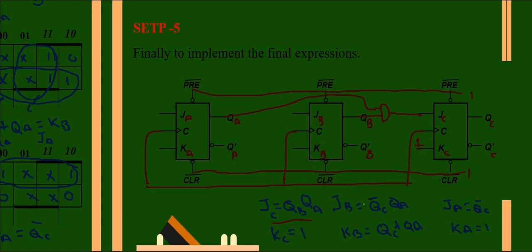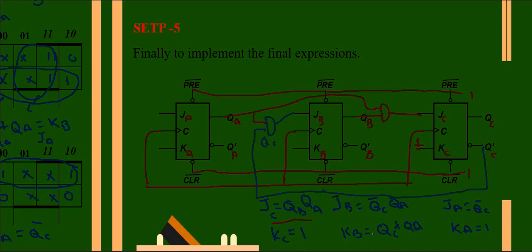Then we move on, JB is equal to QC bar QA. So we have QA available here. The other one we have to take is QC bar, so take it from this QC bar end. So this is shorted and given with the AND gate to JB. This is nothing but QA and this is nothing but QC bar. So according to the JB formula, it is done.